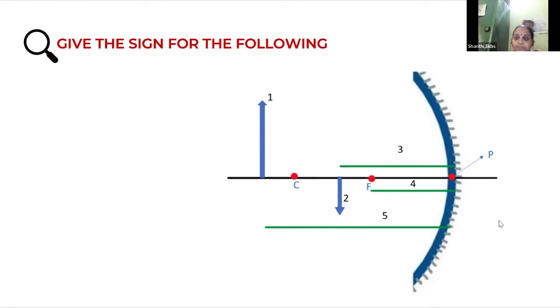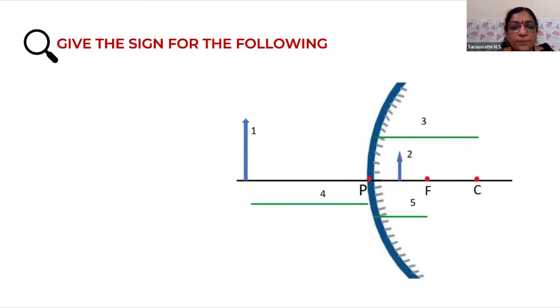So this is how you can teach them sign conventions, by drawing it on the board. Now, can we just discuss this case? What about 1? The object distance u is negative, madam. The height of the object is h, positive. What about 2?